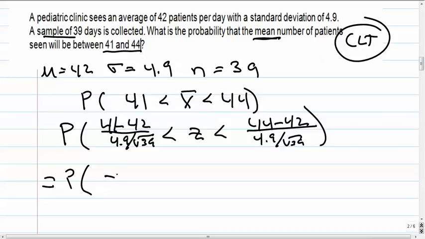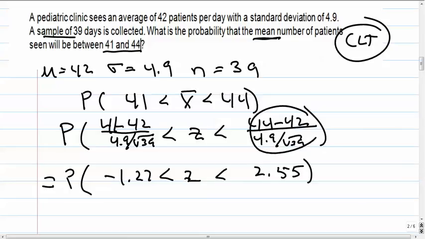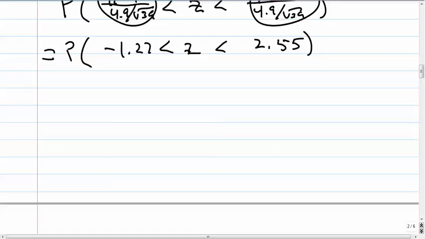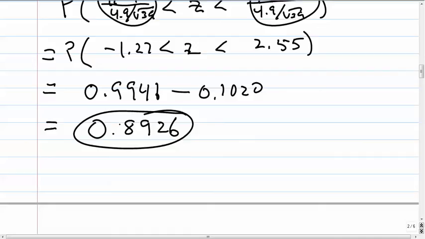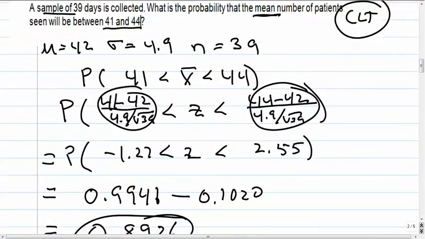When you do the math, you're going to see that this is the probability of being between, I think, minus 1.27 and 2.55. Now, going to the z-table, and based upon the scenario this is, it's going to be the higher percentage, 99.46, minus the lower percentage, 10.20. When you do the math, the final answer is 89.26, or 0.8926.